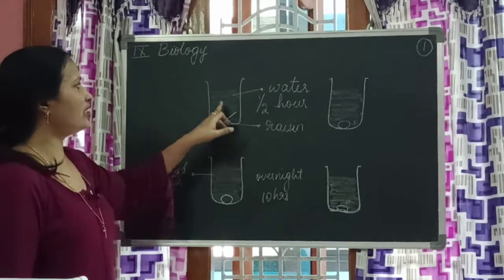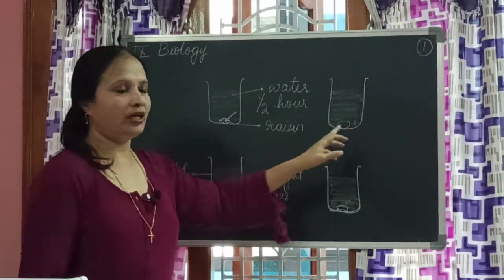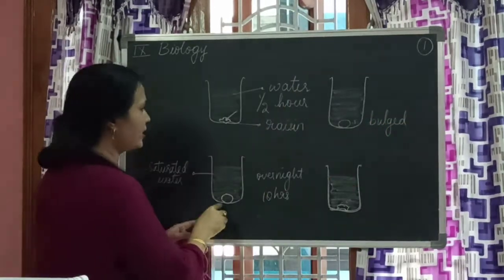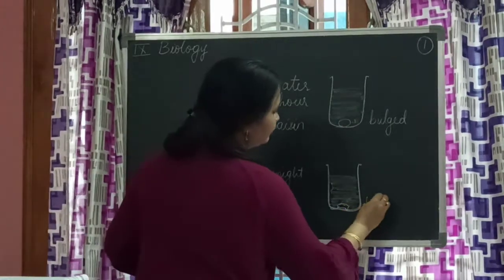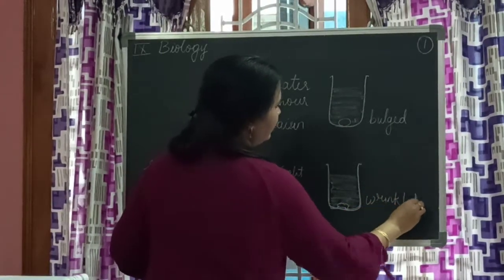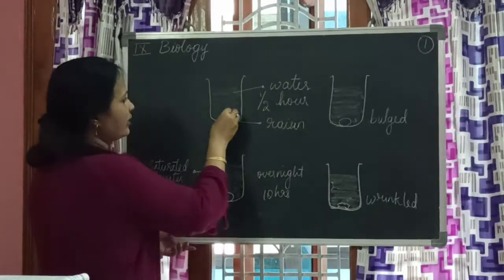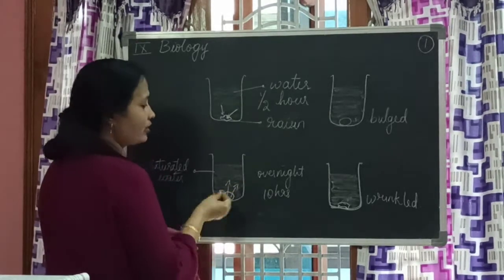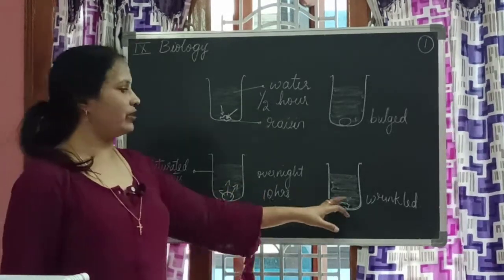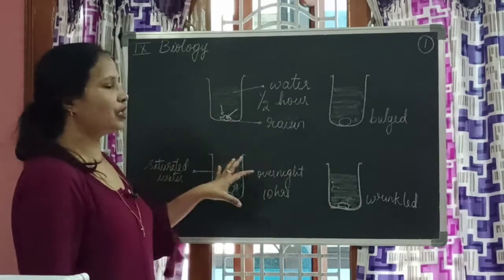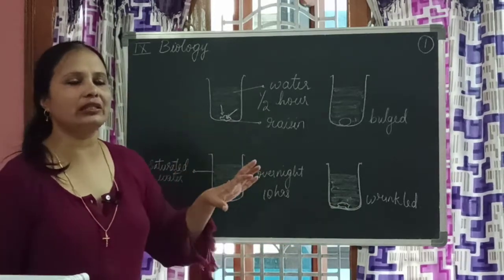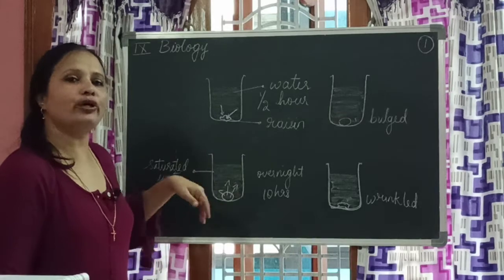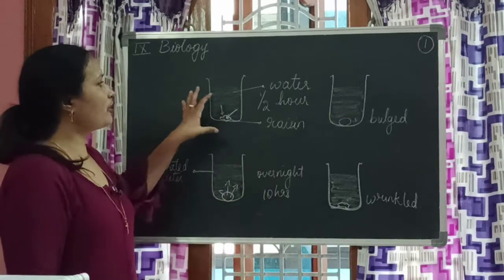Here when we put a raisin in normal water, it bulged. And when a bulged raisin is put in sugar solution, it became wrinkled. Here it gained water, the water entered inside. Here it lost water from inside and has become wrinkled. So what happened in these two situations? One thing that you notice clearly is, either the water is entering into the raisin or the water is going out of the raisin. So what makes it happen like that?